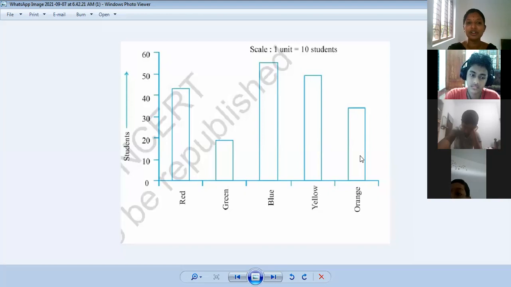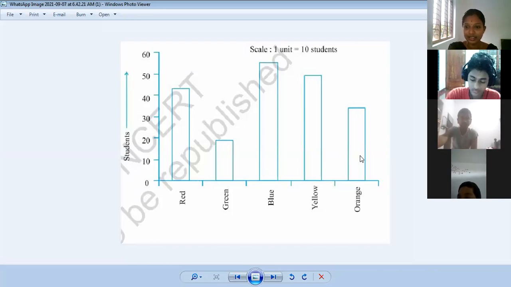So first of all, we have to draw the bar graph. Then how will you draw the bar graph? The first step of drawing the bar graph is choosing the scale. Then look at the number of students: 43, 19, 55, 49, 34 and so on. First of all, we have to look at the values we have to assign in our bar graph. Which are the values? 43, 19, 55, 49, 34 and so on.